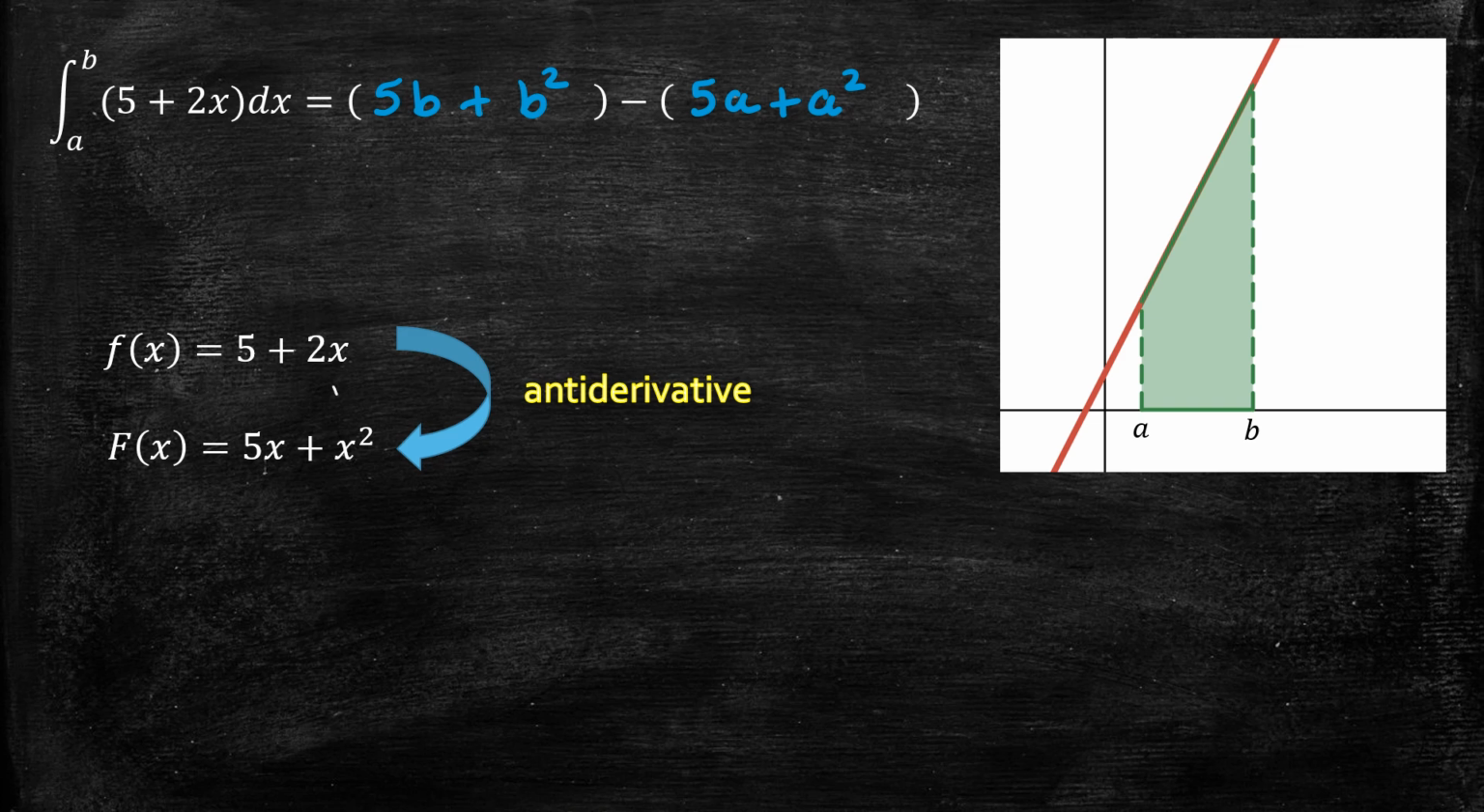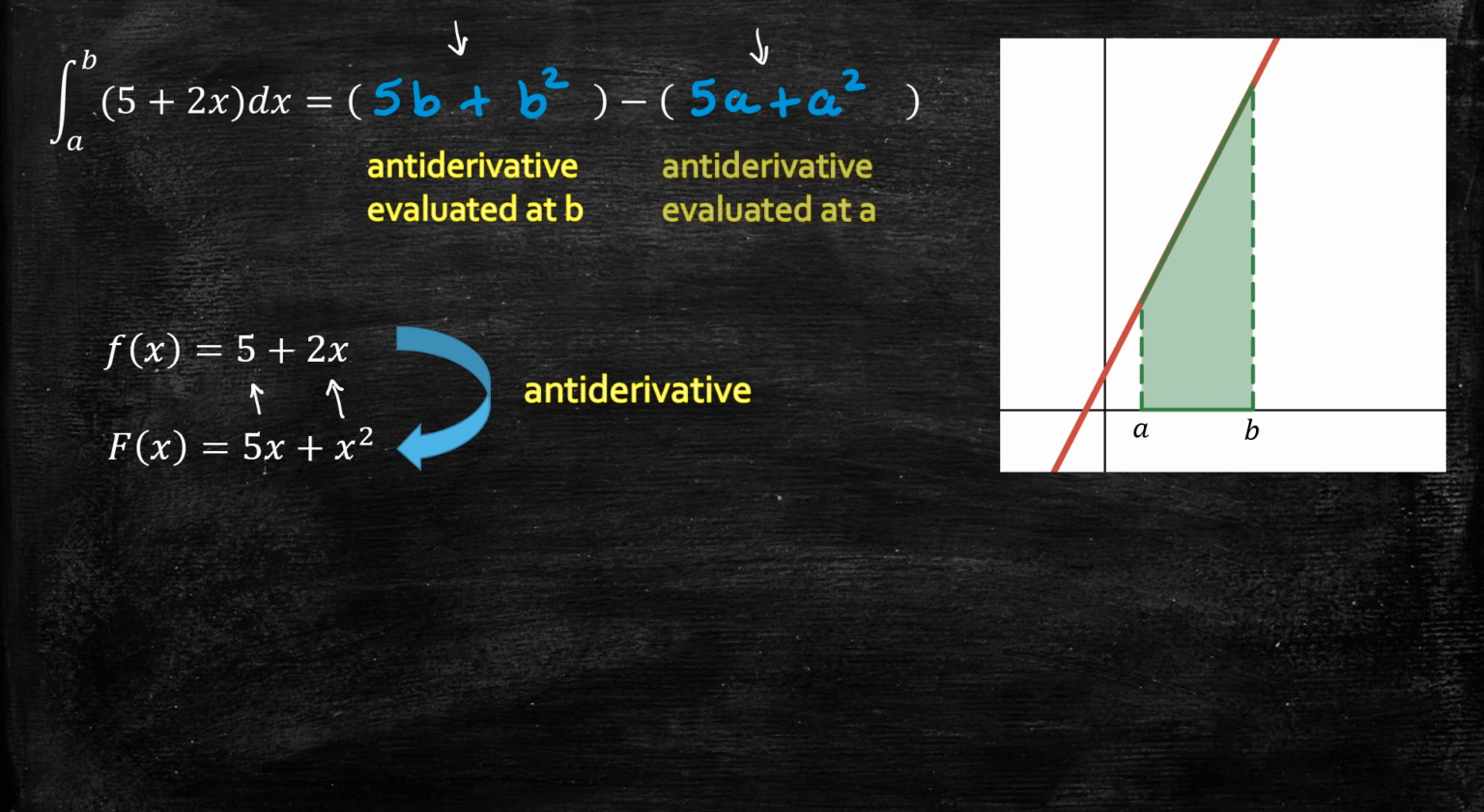If you take the derivative of x squared, you get 2x, and the derivative of 5x, you get 5, and therefore the reverse process would be the antiderivative. Why does that matter? Well, now let's look at this expression up here. 5b plus b squared. Is that not just the antiderivative evaluated at b? And what about 5a plus a squared?